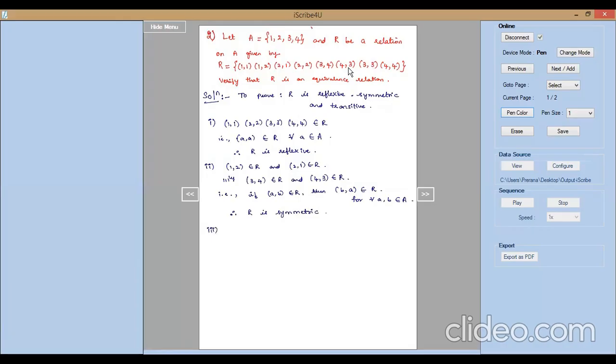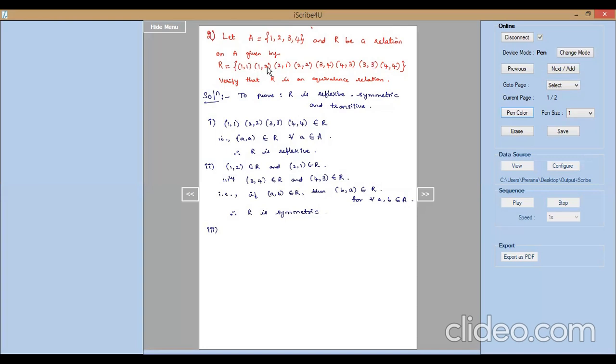Now the last part that we have to prove is about transitivity. So let us recall the definition for transitivity. If (a, b) belongs to R and (b, c) belongs to R, then (a, c) must also belong to the relation R. So that's the definition for transitivity. So let us see whether it is satisfied or not.